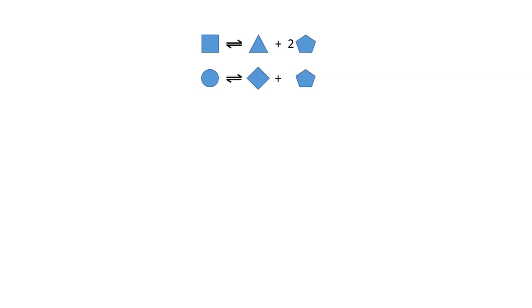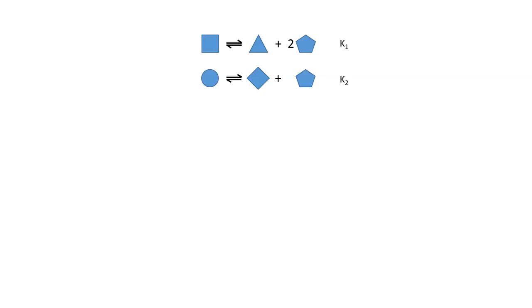write reactions that show a square turning into a triangle and two pentagons, and another reaction showing a circle turning into a diamond and a pentagon. These are totally made up. It works. When we have chemical reactions with double-headed arrows, we describe them with equilibrium constants. So I'm going to describe the equilibrium constant for the first reaction as K1 and the second one as K2.